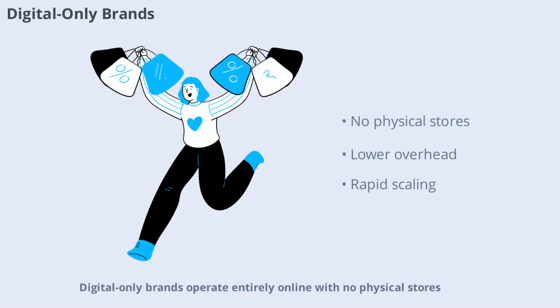Digital-only brands operate entirely online with no physical stores. This model reduces overhead and allows for rapid experimentation and scaling. Brands like Casper and Dollar Shave Club have disrupted traditional retail by offering direct, digital-first experiences.